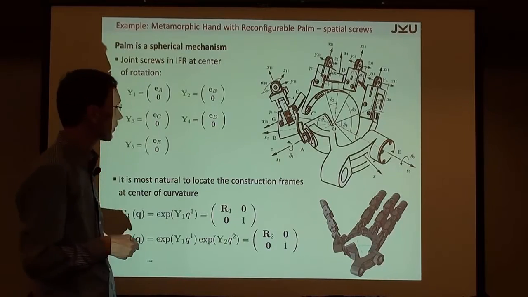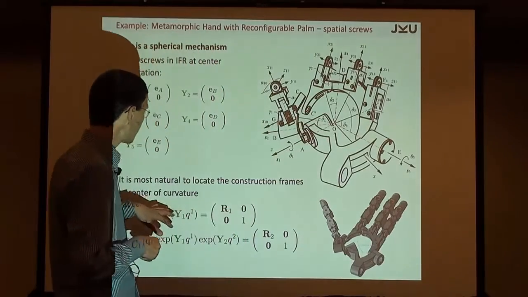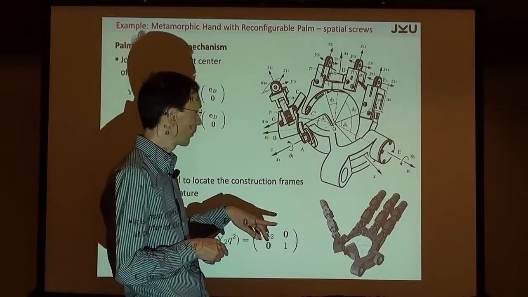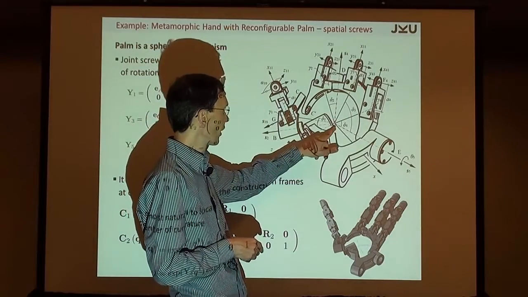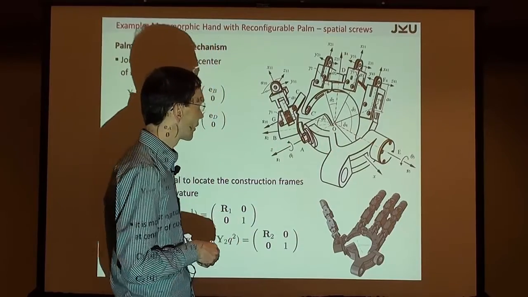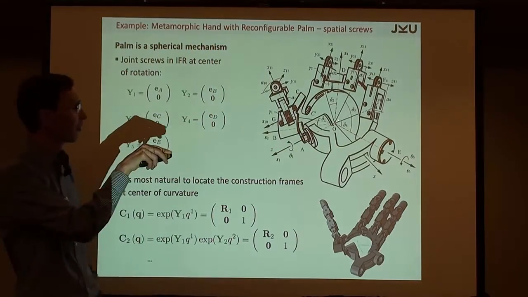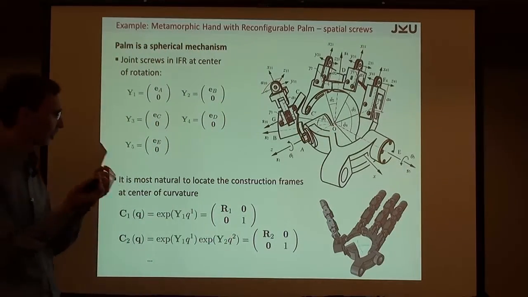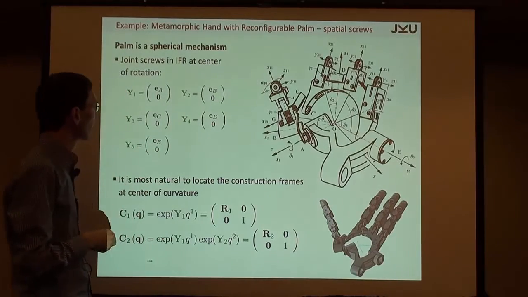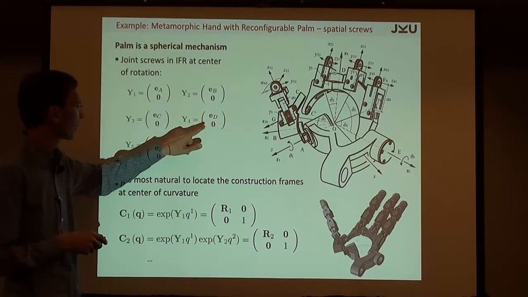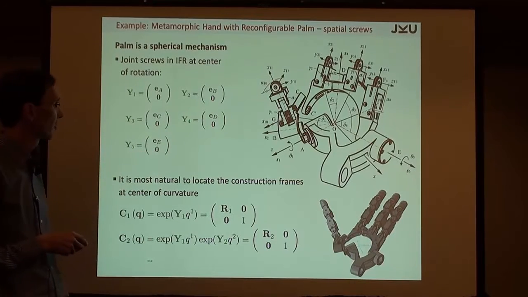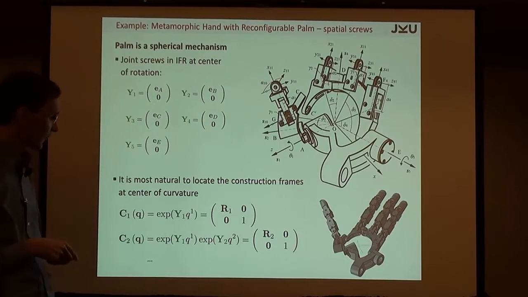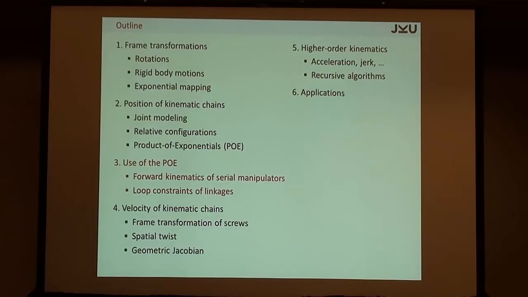And then of course you can have the spherical mechanisms, and it's also very simple. The simplest is when you put the reference frame at the point where all the axes meet, which is the center of motion of the spherical mechanism. Then all these vectors to a point on the axis vanish, and you just have the unit axis, and that simplifies it further.